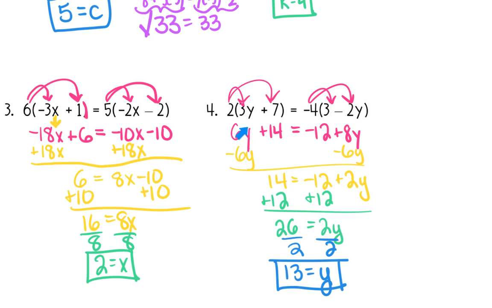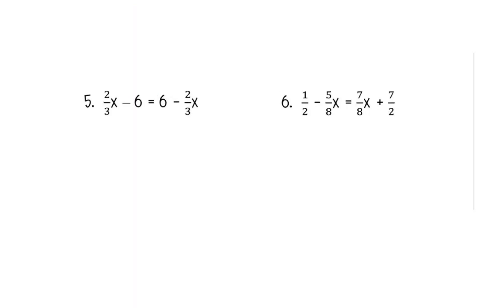The variable's coefficient is smaller on the left, so I am subtracting 6y on both sides. Note that I put the 6y directly below where those y variables are, and I was left with 14 equals -12 plus 2y. Because the variable's on the right, I want the constants on the left, which is why I added 12 to both sides to get 26, and from there, I got y is equal to 13. Okay, let's try 5 and 6 on your own, and then I will talk you through how I did them.